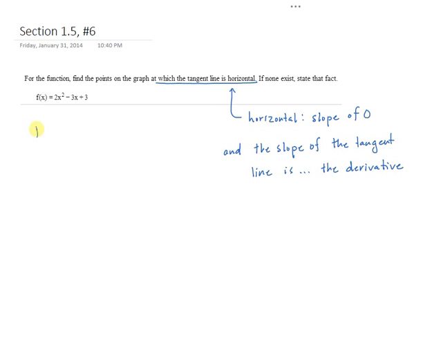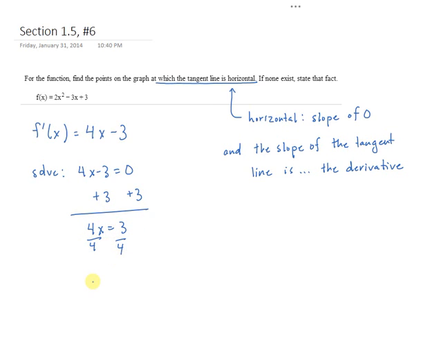So first I'm going to find the derivative. This will give me the slope of the tangent line at any point x. Using the regular rules we talked about in class, this is 4x minus 3. All I need to know is where this is 0, so I just want to solve 4x minus 3 equals 0. I'm going to add 3 to both sides, and I'll get 4x equals 3. Then I divide both sides by 4, and I get x equals 3/4.